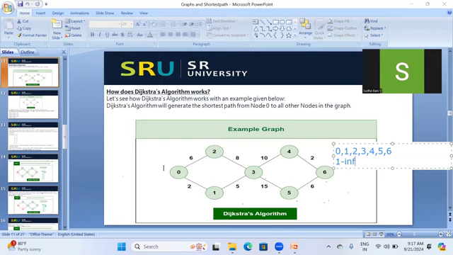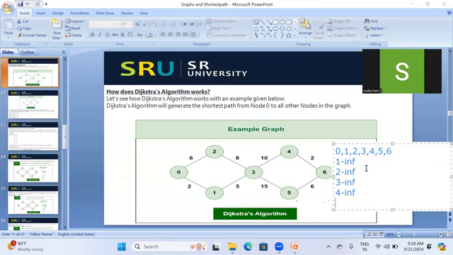So in the initial stage, I used to take every node distance as infinity. So 1 is infinity in the starting stage, 2 is infinity, 3 is also infinity. Whatever nodes we are having, we used to take all values as infinity at the starting stage.